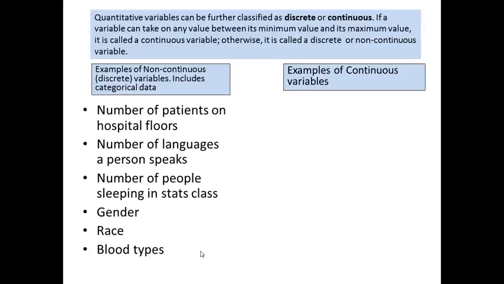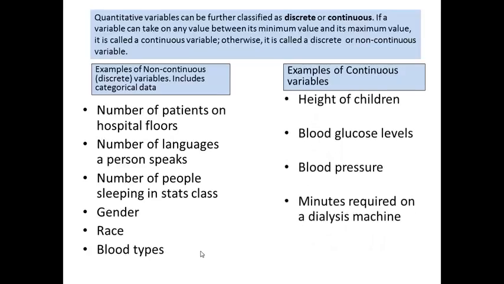These are examples of continuous variables. Height of children, blood glucose levels, blood pressure, minutes required on a dialysis machine. All of these have an order to them, and they have measurable differences between the integers of each one.